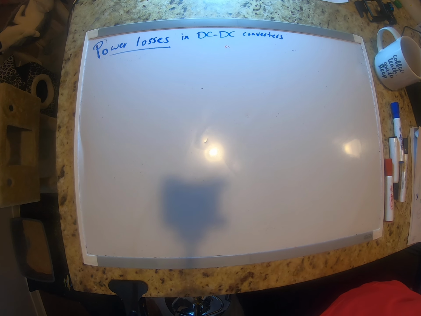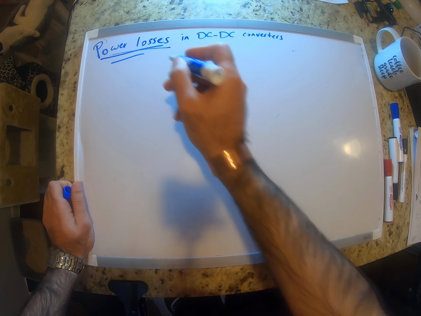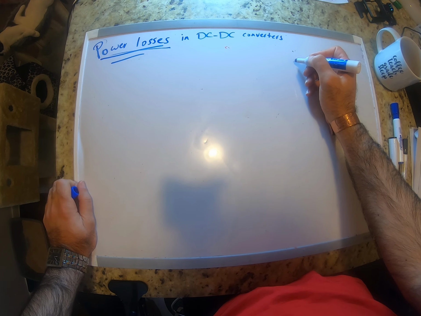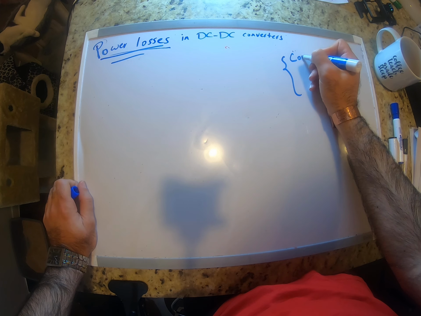Okay, hi again. So now we can actually start talking about power losses. There are two types of power losses in our power electronic circuits. One is called conduction losses.